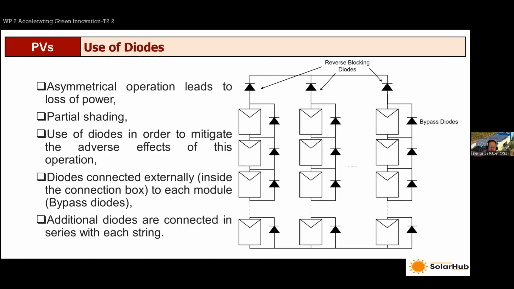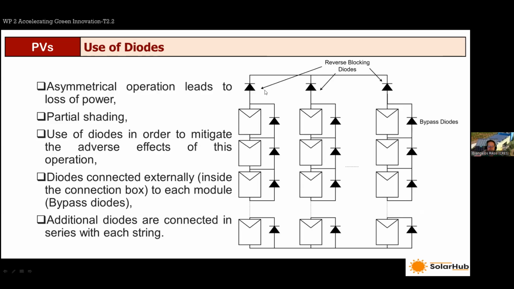You could have different temperature or perhaps irradiation conditions if the slope of a part of the array is different than the other parts, for example. And to this end, you need to connect diodes in order to bypass. For example, these ones are called bypass diodes. So you use them in order to bypass asymmetrical modules that would otherwise consume energy instead of producing it.